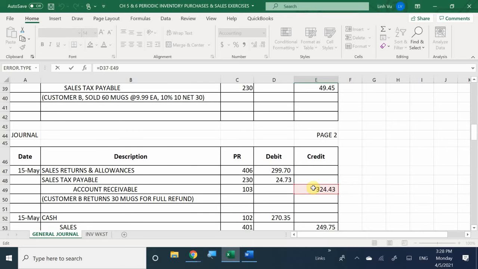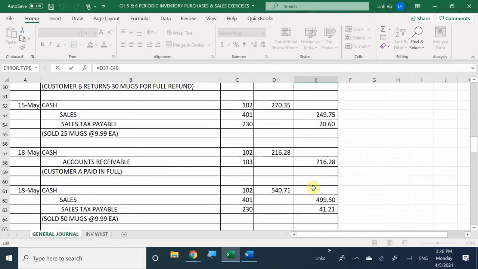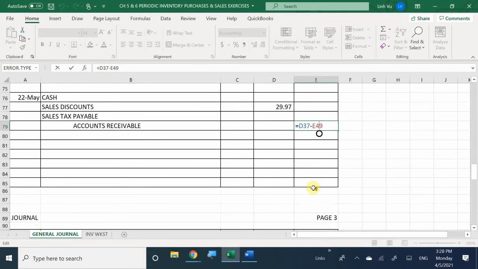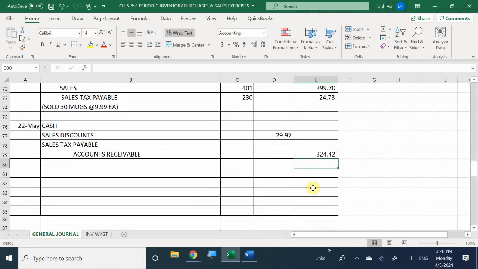Okay? So that's where I got the 324.42. Yes, that would be the accounts receivable.